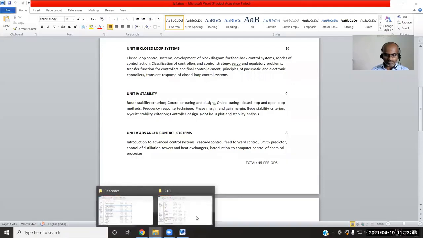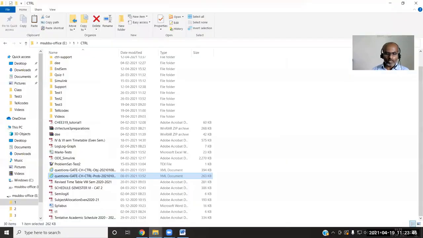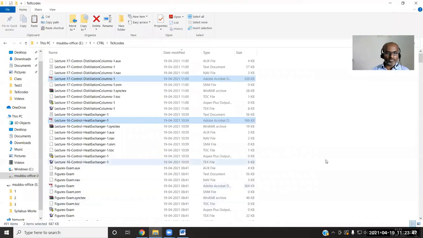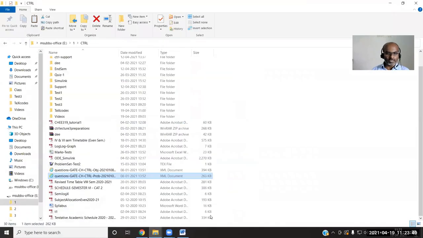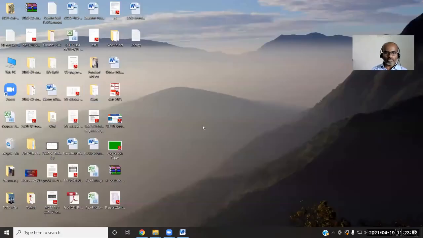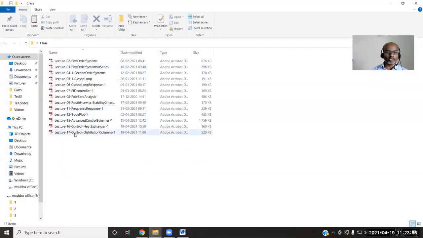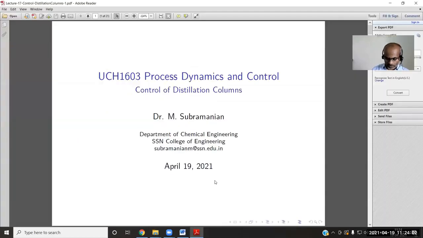Okay, now the next thing is controlling a distillation column. I think you have understood up to this. So the next topic is controlling a distillation column. What do you want to control in the distillation column?